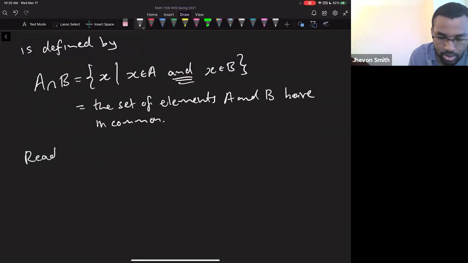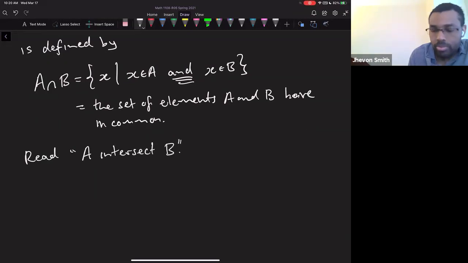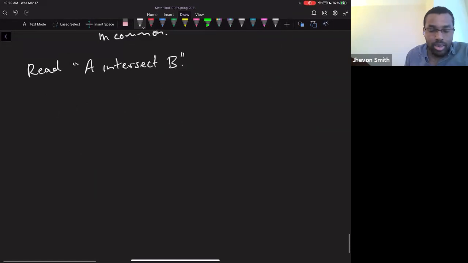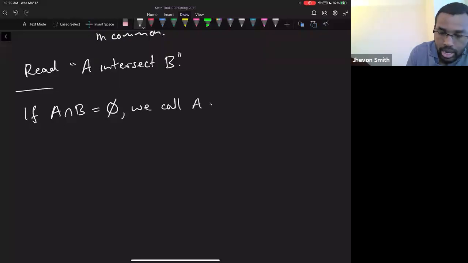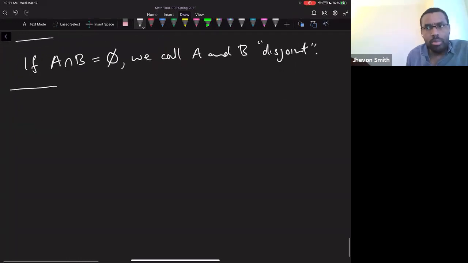It's red. A intersect B. So we want the guys that are in both sets at the same time. This might in fact be no one, in which case the intersection can be empty. If A intersect B is the empty set, we call A and B disjoint. That'll be important later. So A and B can be disjoint. They have nothing in common. That's totally possible.